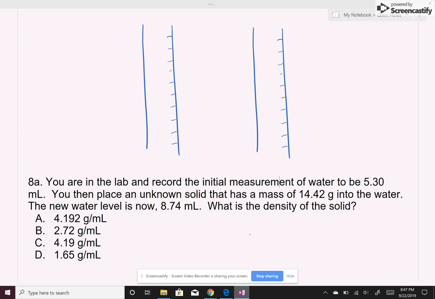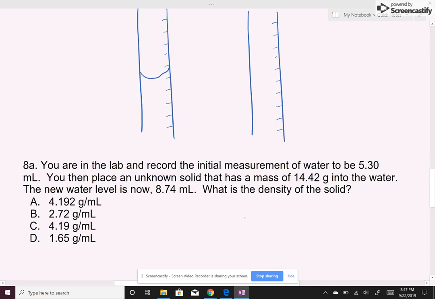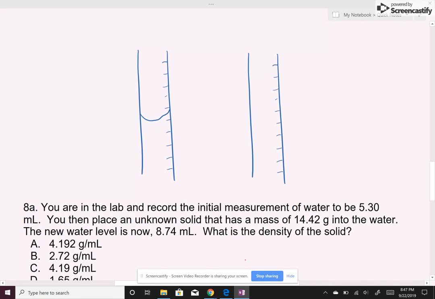All right, so for this video, we're talking about finding density using the water displacement method. Now remember, the water displacement method is what you guys did in the lab, where you looked at the initial reading in a graduated cylinder, and you looked at how it changed once you actually added a solid. And so let's just say we added our solid in here.